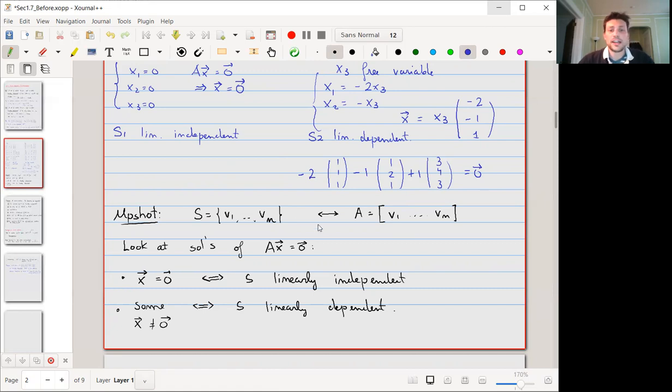The upshot here is that to check whether a set of vectors is linearly dependent, you want to set up the corresponding linear system whose associated matrix has as columns the vectors that you started with. If that corresponding linear system with a 0 term has only the 0 solution, the set was linearly independent. If there's some non-zero solution, then the set was linearly dependent.